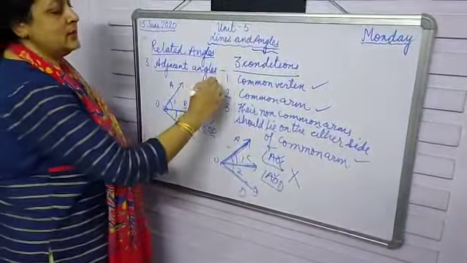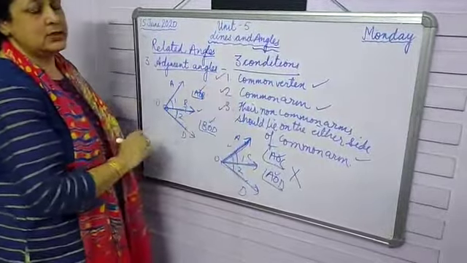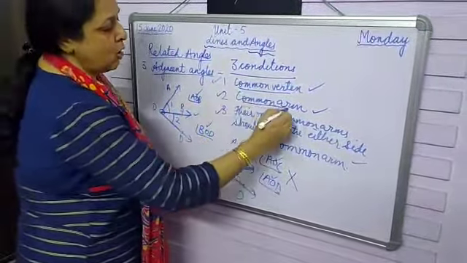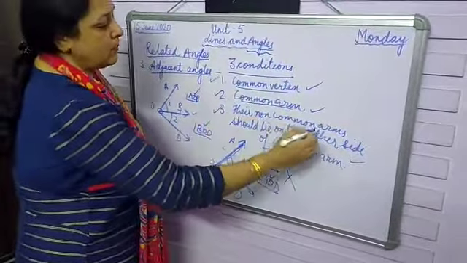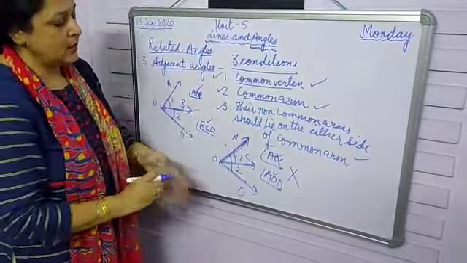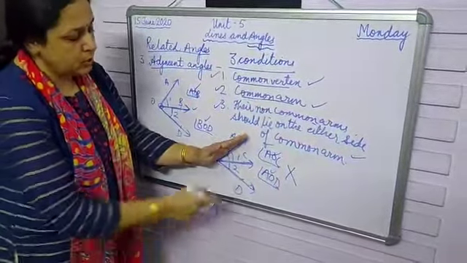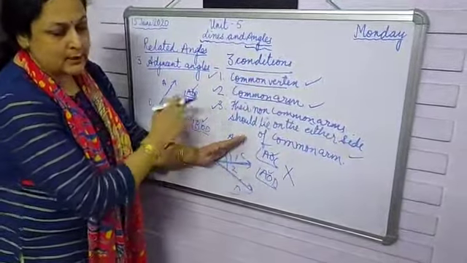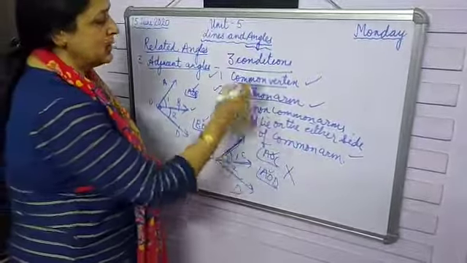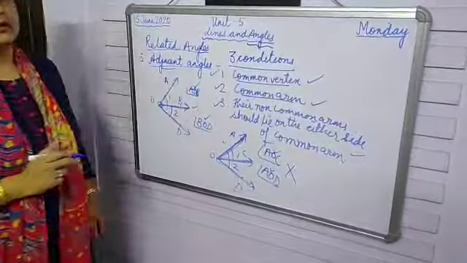Angles are adjacent if they fulfill all these three conditions. That means they should have a common vertex, they should have a common arm, and their non-common arms should lie on either side of the common arm. If you put your hand on the common arm, the other two arms should be on different sides, not on one side. Only then these angles are known as adjacent angles.